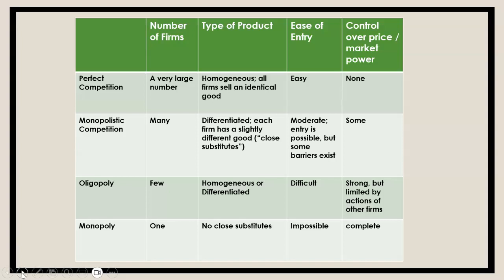So we have here the number of firms. You notice that we go from a very large number in perfect competition. And if you go down to the bottom extreme, monopoly, there's only one firm in the market.